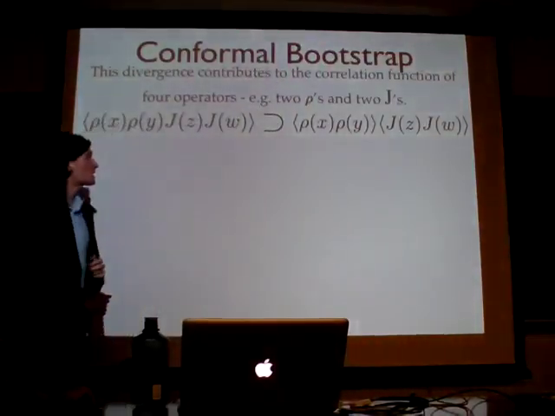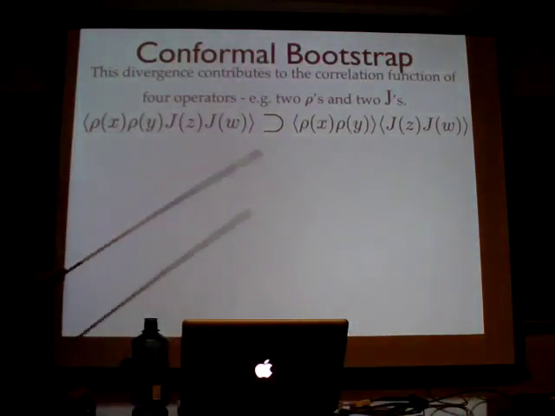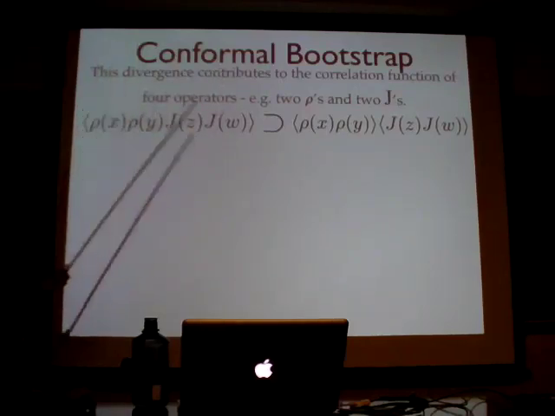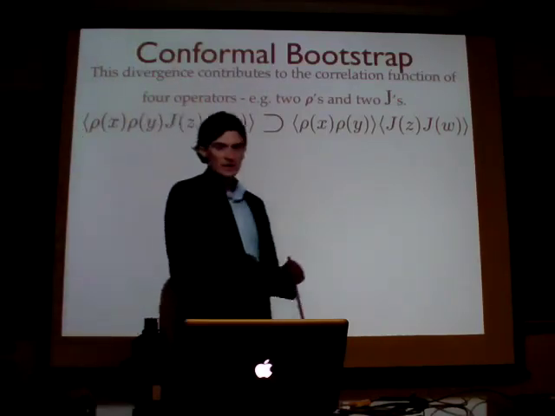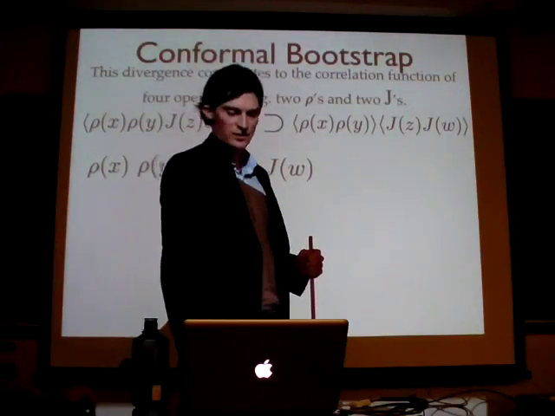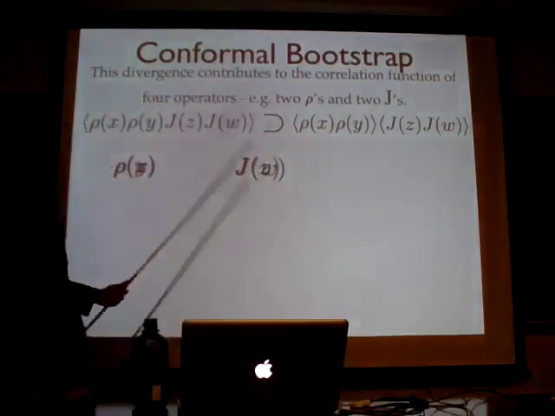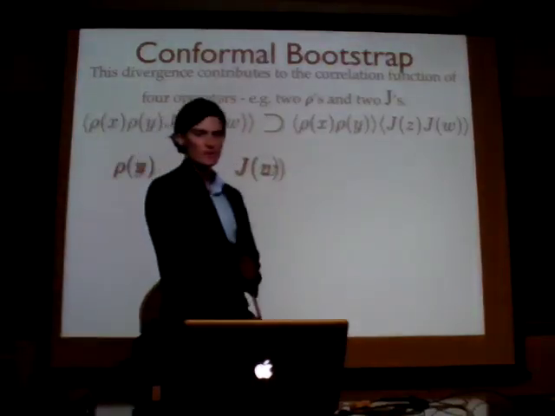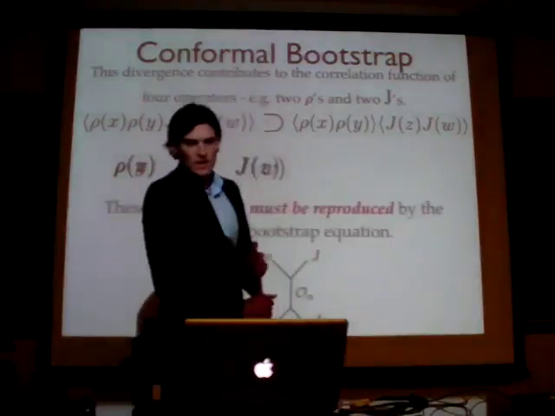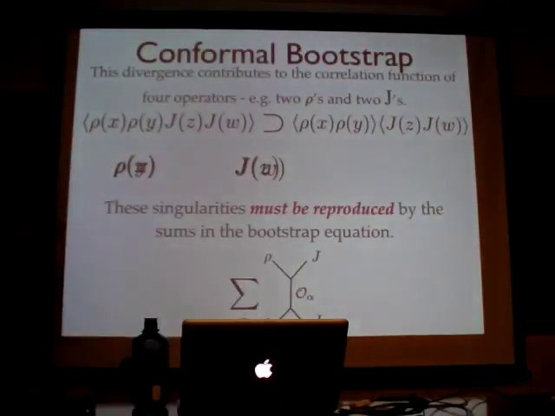It also shows up not just in the 2-point function, it shows up in 4-point functions. So we can imagine taking the 4-point function of two densities and two currents. We have a contribution from the diverging variance when we bring the density together and the two currents together. So we have the singularity from this one and the singularity from this one. These singularities must be reproduced by the sums in the bootstrap equation. And the fact that they must reproduce these singularities tells us a lot.